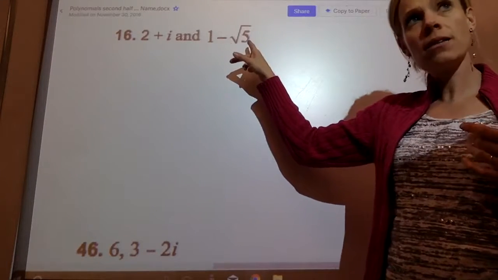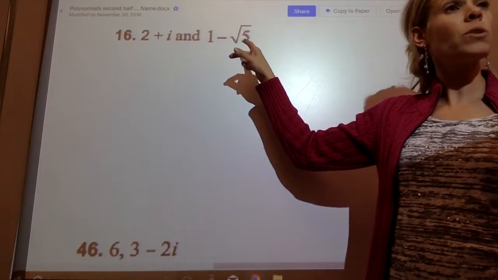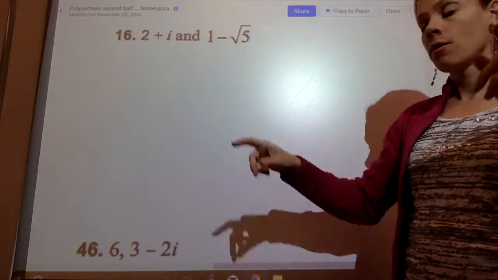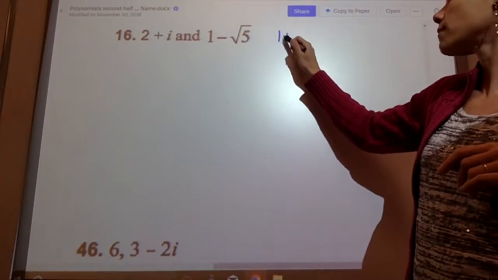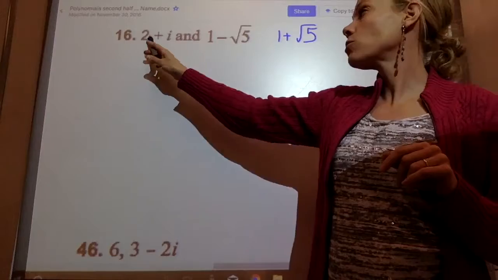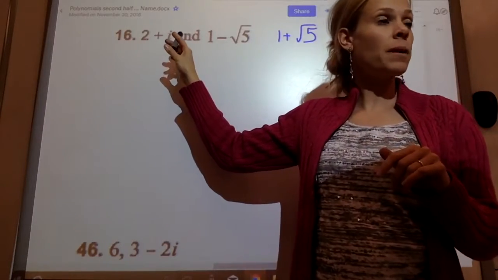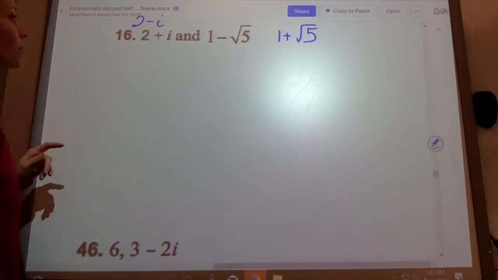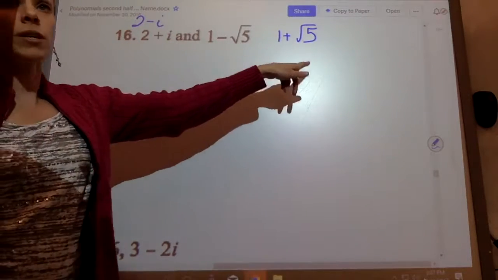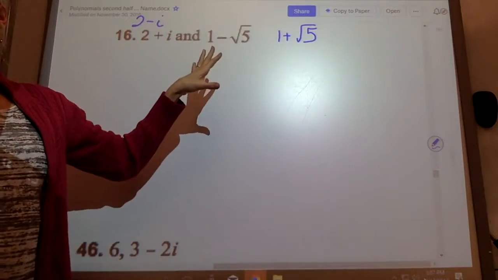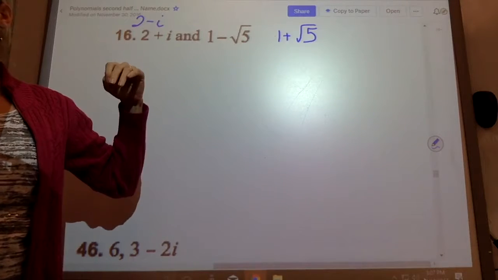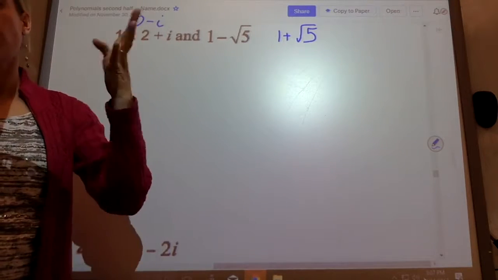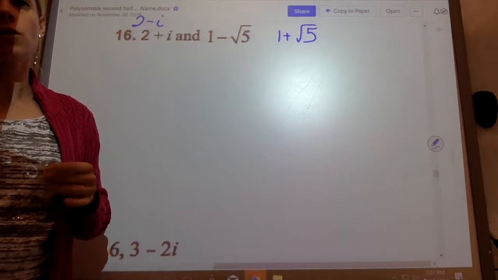If 1 minus square root of 5 is a root, which one am I missing? Plus. 1 plus square root 5. And if 2 plus i is a root, what am I missing? 2 minus i. Very good. So really, I have 4 roots. So when I multiply and get a polynomial, what degree polynomial should that be? A 4th degree, a quartic, a 4th degree polynomial.